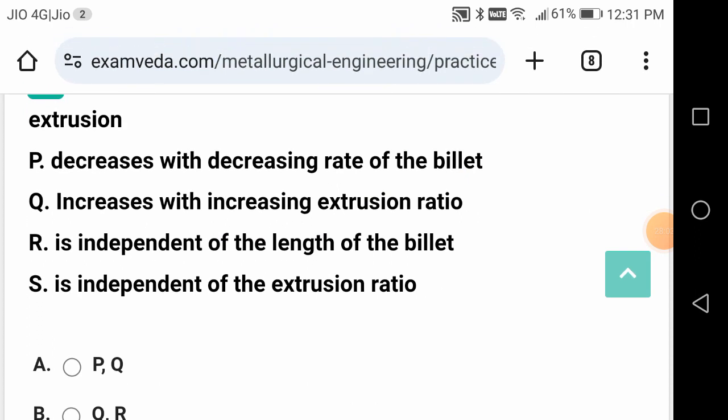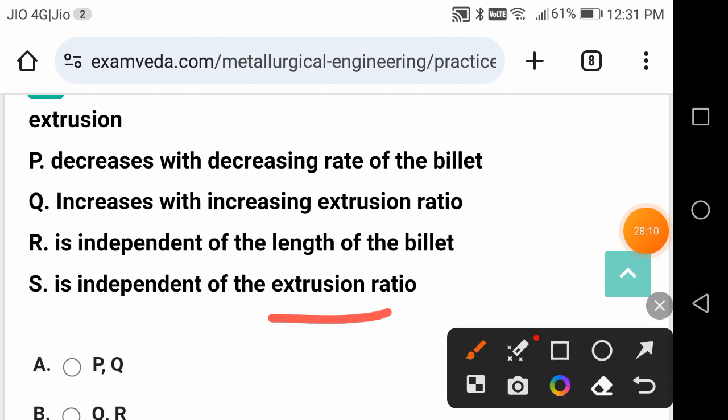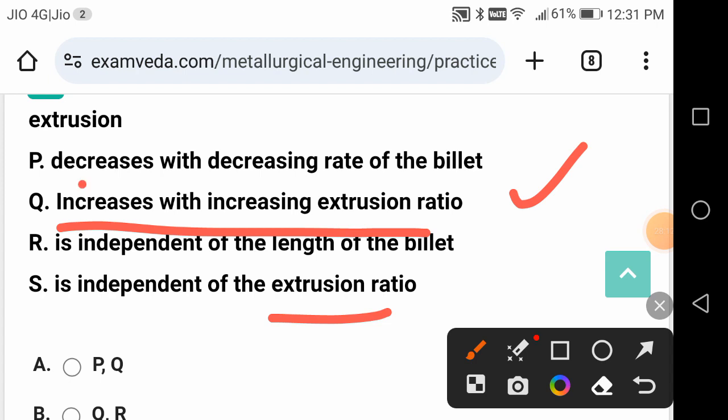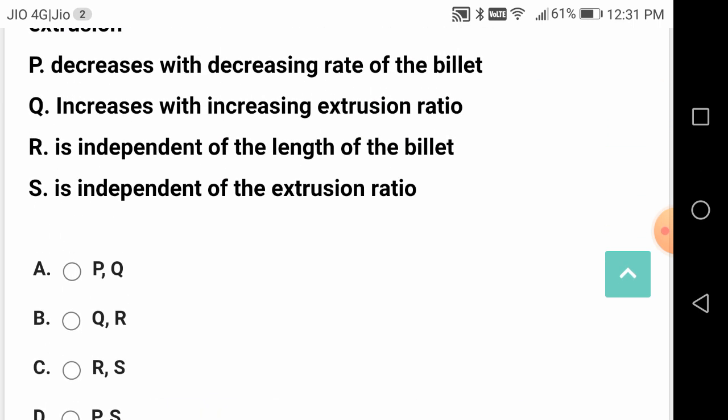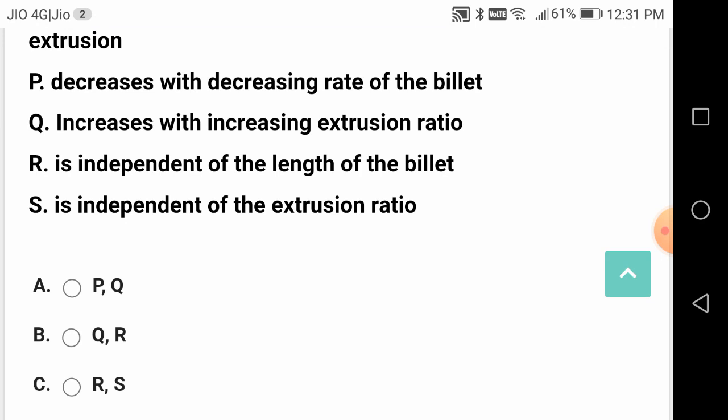So length and extrusion ratio, definitely it is a function of extrusion ratio. That means it increases with increasing ratio and decreasing rate of billet. So others are not. That means it is dependent. It cannot be independent, right? Because he is saying that it increases with increasing extrusion ratio, and independent of the length of the billet, no, it decreases with the decreasing rate of billet and increases with the increasing extrusion ratio. So it's a direct function with the decreasing rate of billet and extrusion ratio.